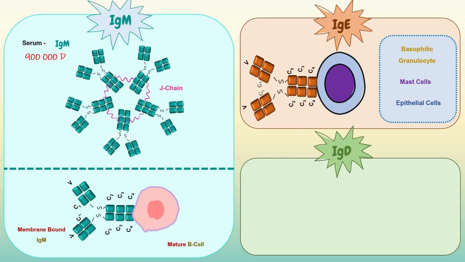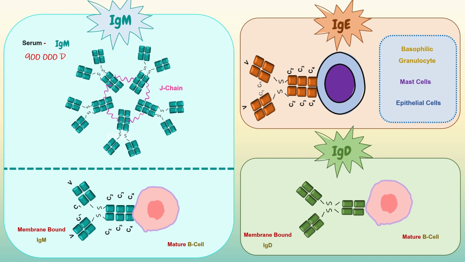Last class is immunoglobulin D. So, immunoglobulin D, like immunoglobulin M, is one of the most common membrane immunoglobulins in human B cells, but its function in serum is unknown.